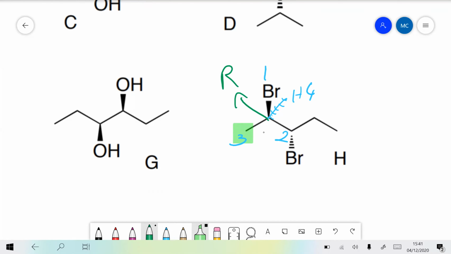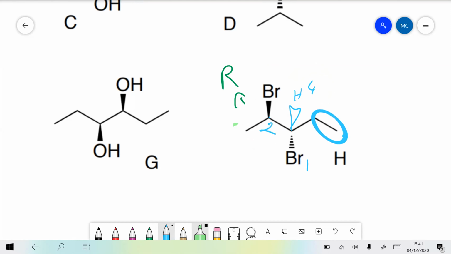The other carbon, okay, you have to start all over again. And you've got something similar. It's symmetrical, so it's 1, hydrogen will be 4. There are no hydrogens over there. There's a bromine on the left, okay? So this would be priority group 2 and priority group 3.